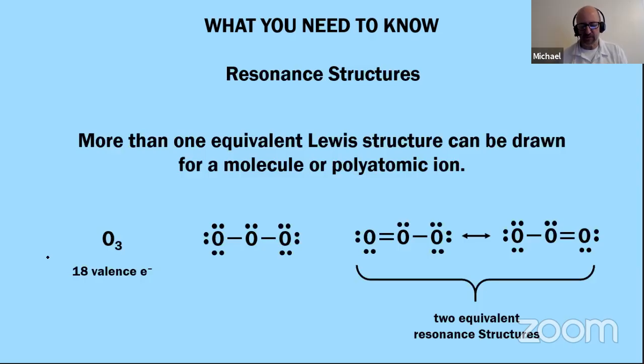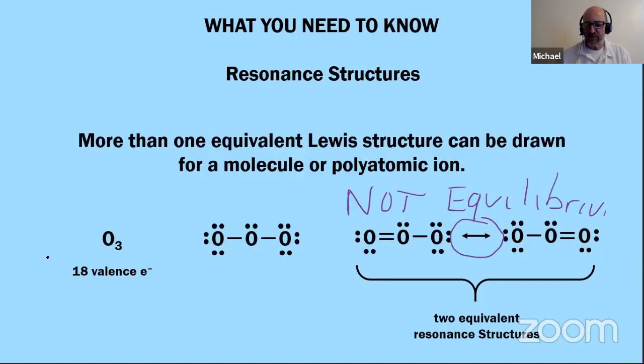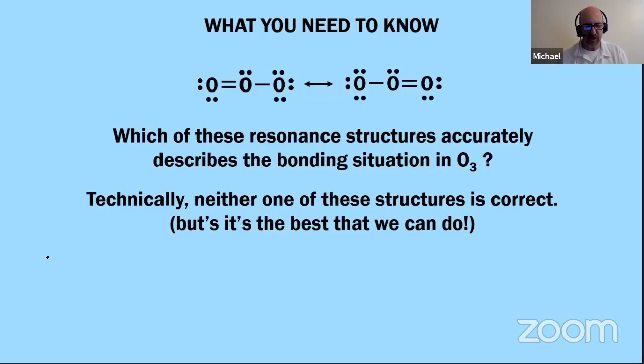Now I want to caution you that you might be confused a little bit by this arrow right here. This is just a convention that we use in chemistry to indicate resonance structures, but this is not an equilibrium. So we are not saying that the ozone molecule rapidly vibrates back and forth between these two structures. Essentially, what it comes down to is this. You have two structures. Which of these resonance structures accurately describes the bonding situation in ozone?